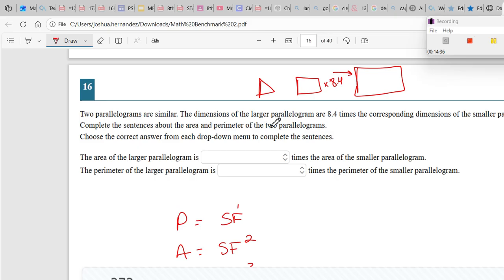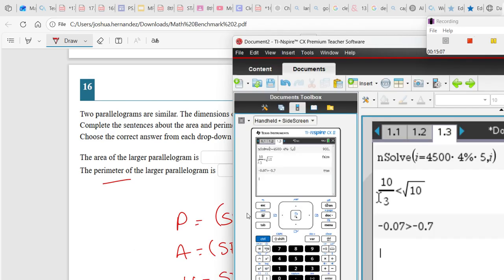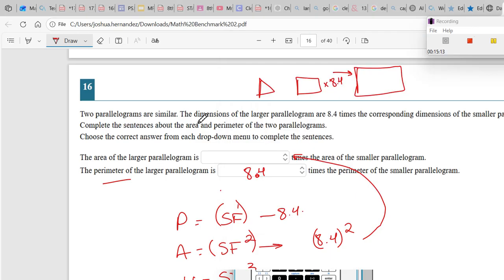Let's see what happens here. The area of the parallelogram is making what sign. Okay, so I'm going to have to get the calculator on this one, and then we are going to talk about area. So we're going to go 8.4 and square it. And that's going to be the answer for this right here. The perimeter is just this one here. You should get 8.4 times it. So this one's just really easy, 8.4, because it's perimeter. Perimeter, you just keep it the same. When it's area, you square the scale factor. So we're going to go with 8.4 squared, and you get 70.56. So this one's 70.56 times bigger than the small one.